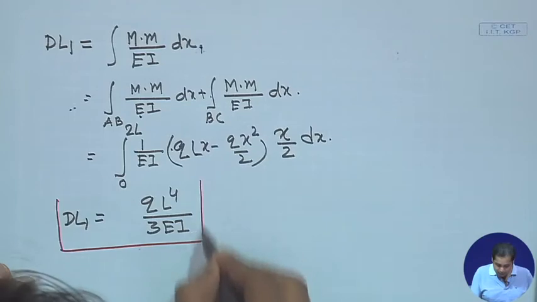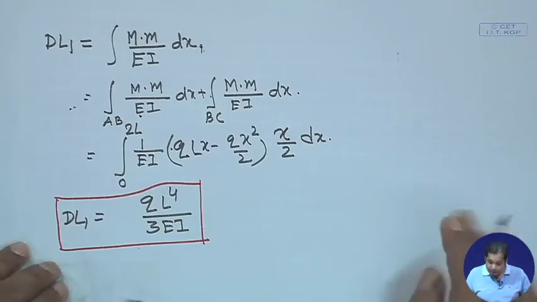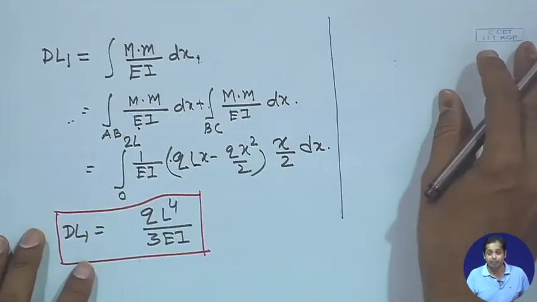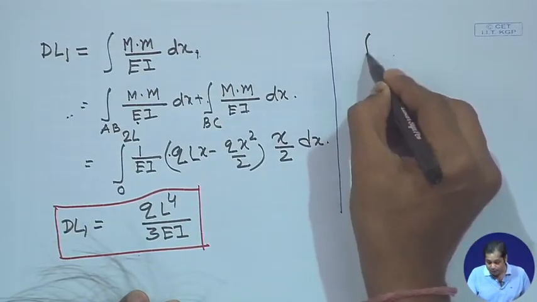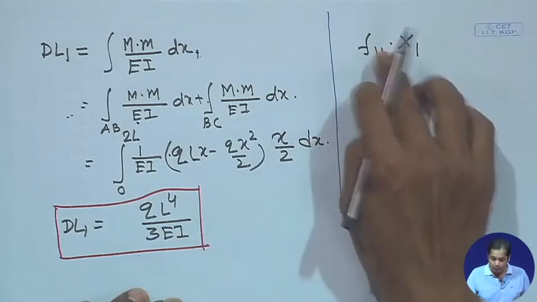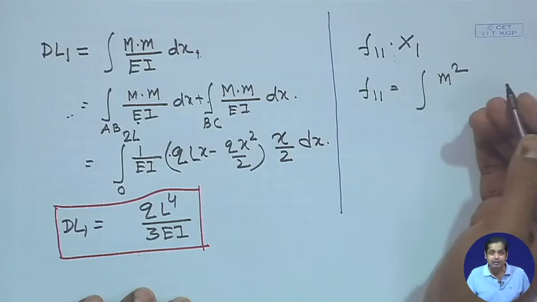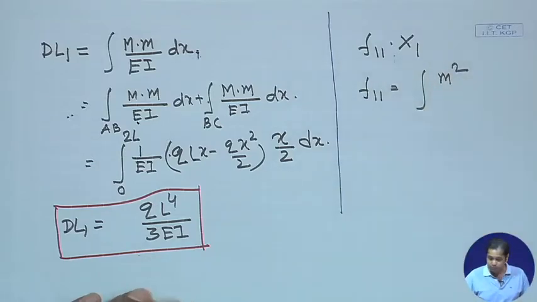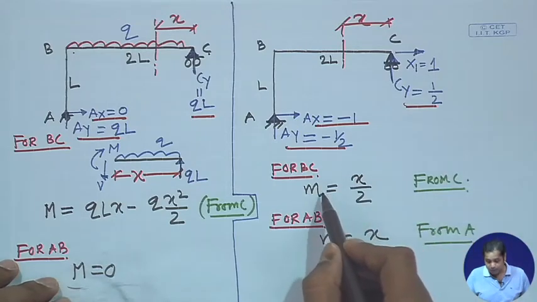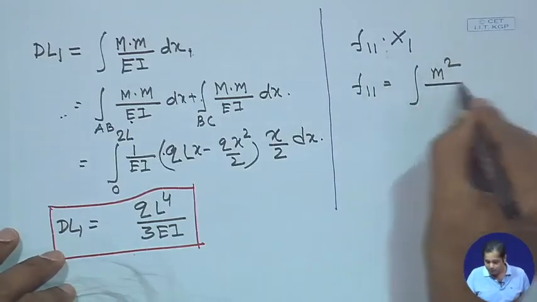Okay. So, this is the displacement in the primary structure due to external load, and this displacement is measured in the direction of X1. So, similarly, we can obtain the displacement in the primary structure due to the redundant force, and that displacement will be F11 into X1. X1 is the redundant force and F11 is the associated flexibility coefficient. And what is the expression for F11? Expression for F11 is equal to integration of m1 into m1. In this case, it is m1 and m is the same, because had it been many redundant forces, more than one static indeterminacy, we would have used m1, m2 and so on, but since it is just the one static indeterminacy, we have used small m. So, this is m square by EI.